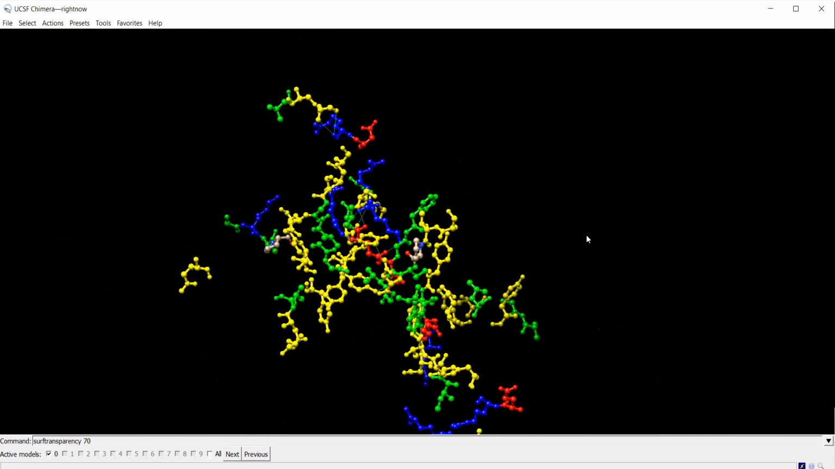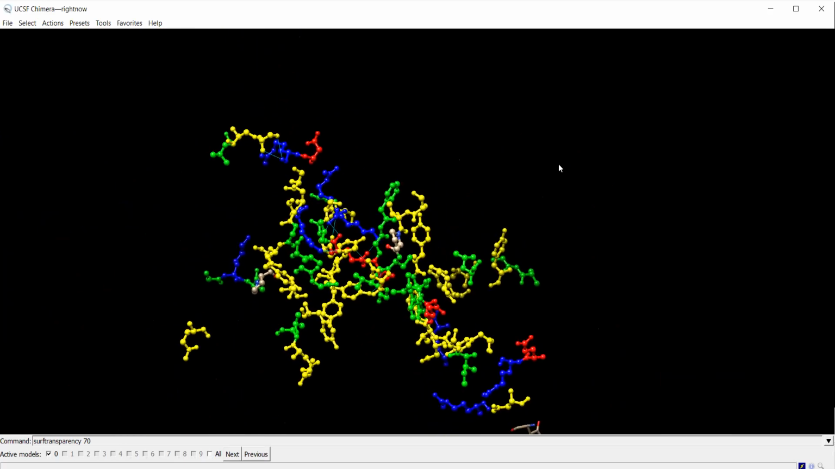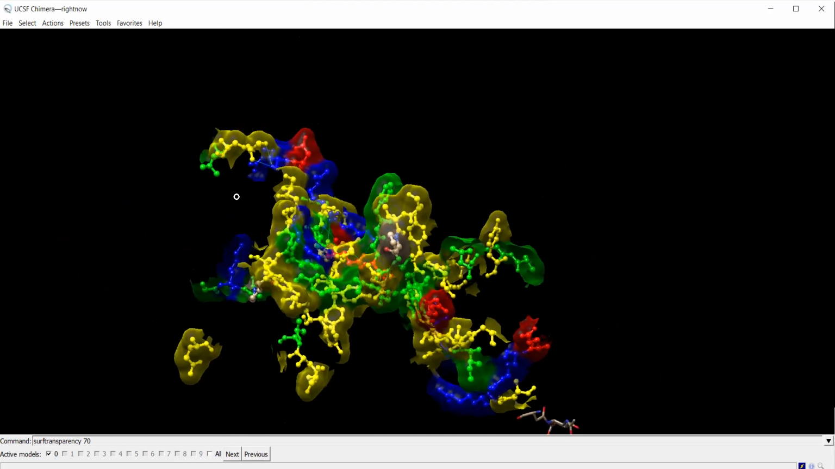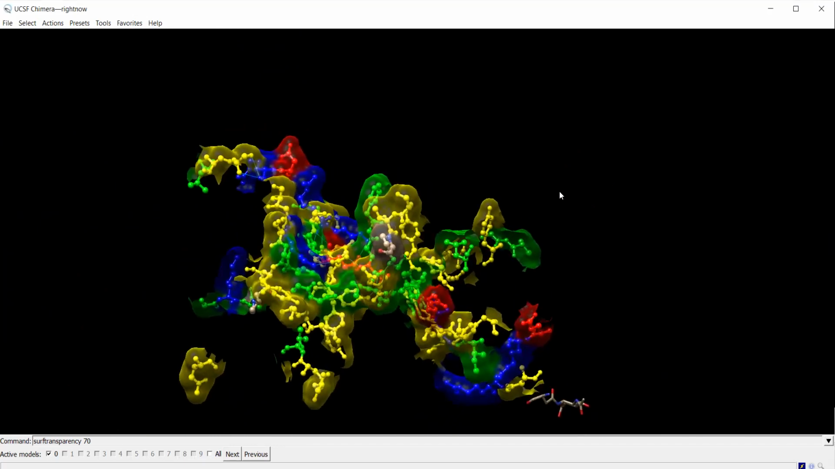Now I have gotten rid of a lot of the ribbons and the chains, or everything that was basically not playing a part in the interaction. Over here, I'm going to show the interface color coded by residue type. So the green part is all our hydrophobic area. The yellow will be our non-polar area. Blue areas are positive and red areas are negative.